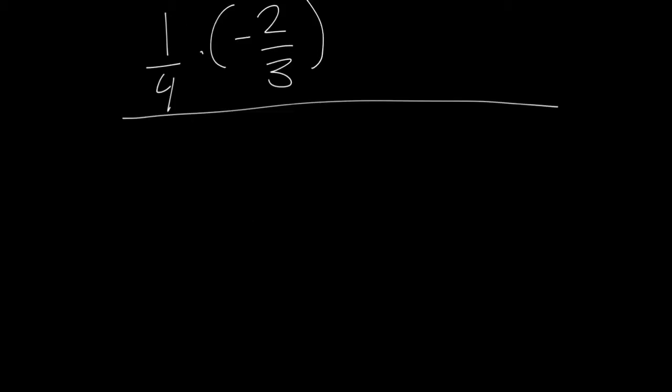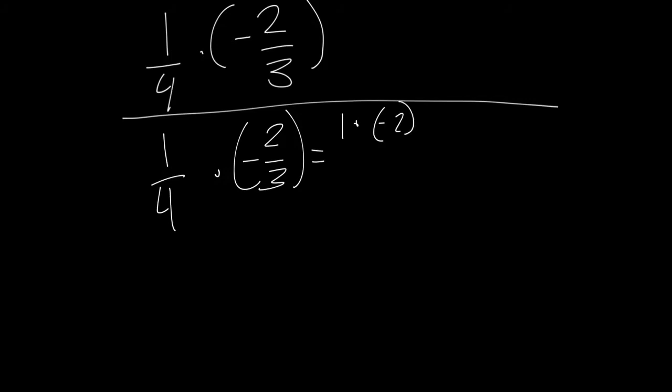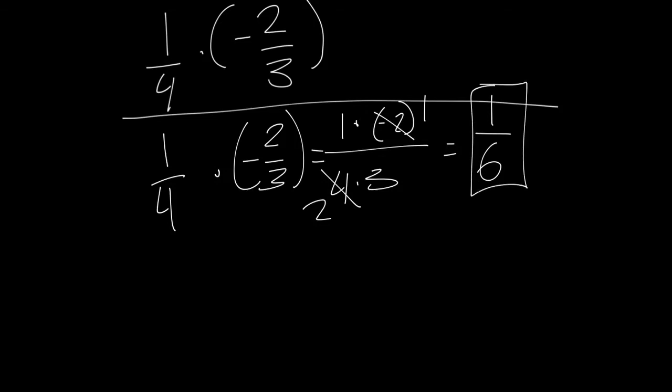To multiply fractions, you have to rewrite them, so you have to do 1 over 4 times negative 2 over 3, which equals 1 times negative 2 over 4 times 3. And then you can't do any of that, so you change that to a 1, change that to a 2. So it'll be 1 over 6, and that's simplified. So you're done.